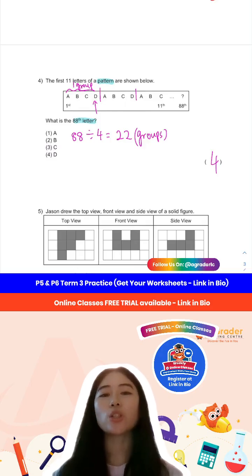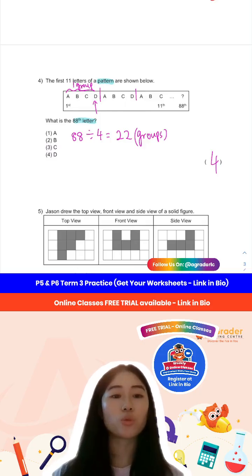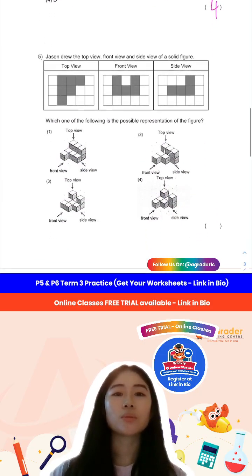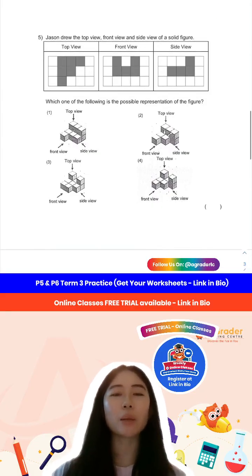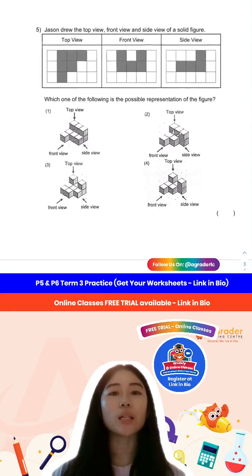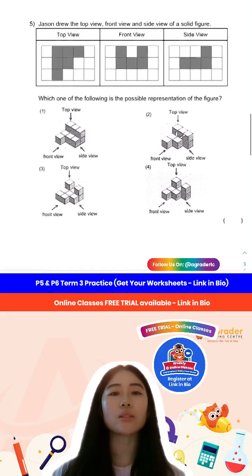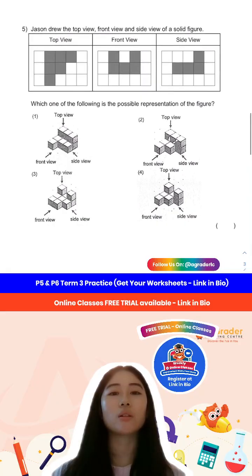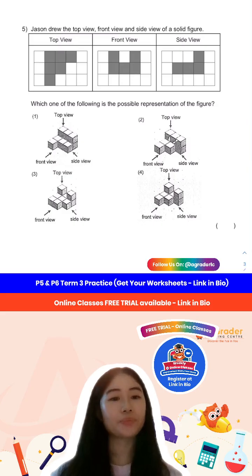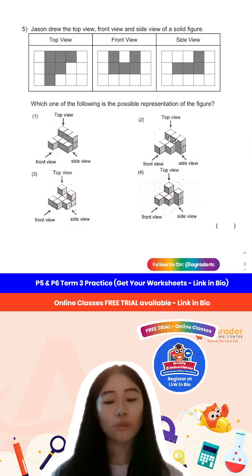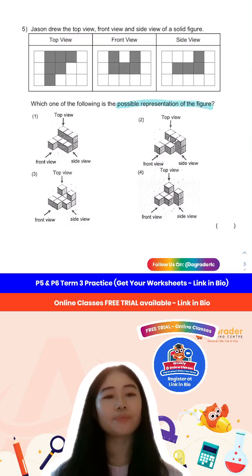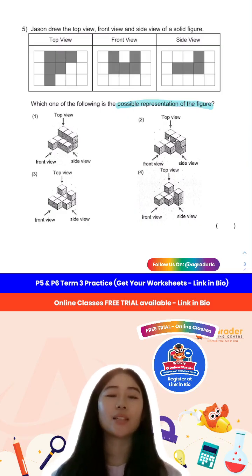Alright, now next question, I think you will need more time to do. If you're watching this on your phone, it might be a bit small, the picture. I will try to zoom in a little bit for you. I think this is the best I can go before it gets cut off. Alright, take a look at this diagram, and let me know your answer. You are shown the top, front and side view of a certain solid figure. So which of the following is the correct representation of the figure?